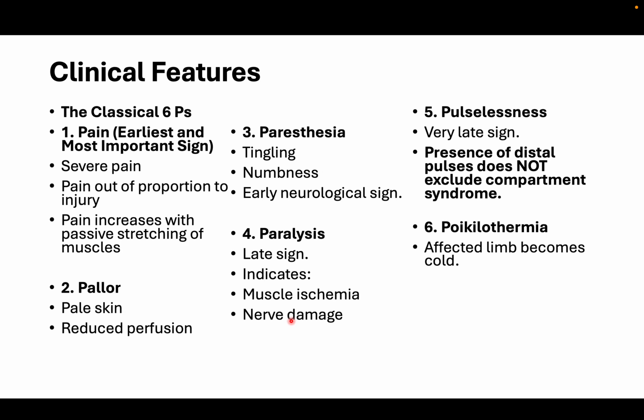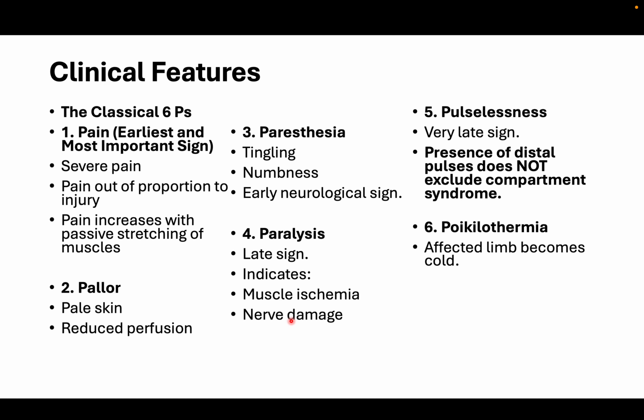The clinical features, the classical 6 P's. Pain is the earliest and most important sign. It is severe pain, pain out of proportion to the injury, and pain increases with passive stretching of the muscles, by passive movement of the toes, passive movement of the ankle, and wrist, whichever part is affected.